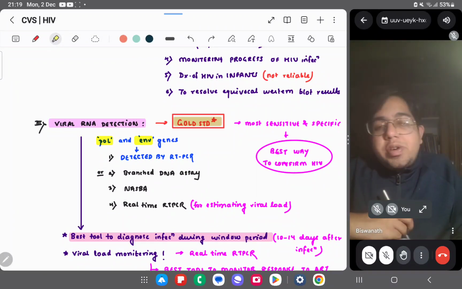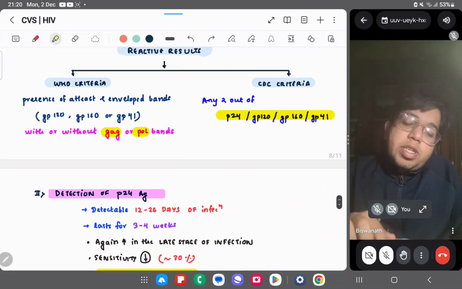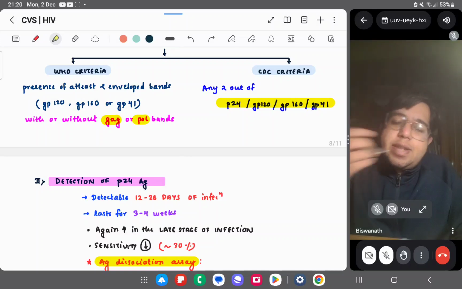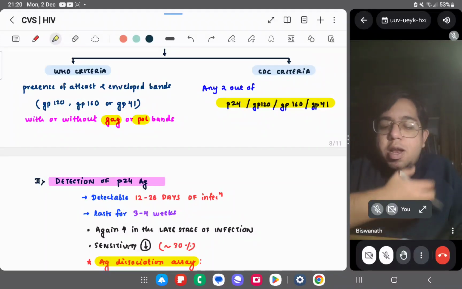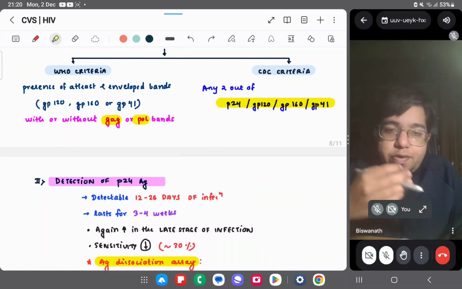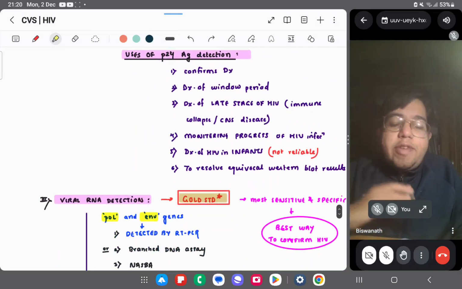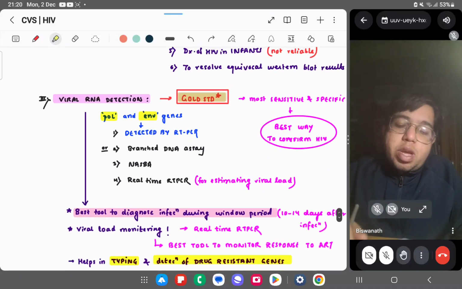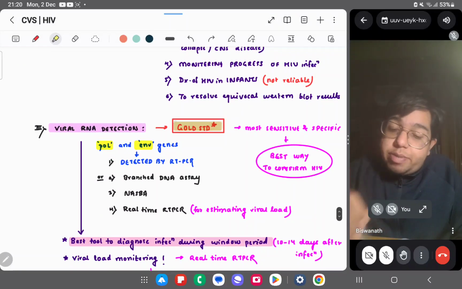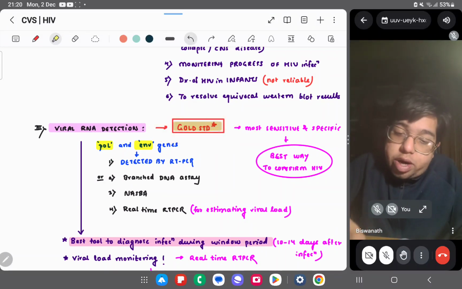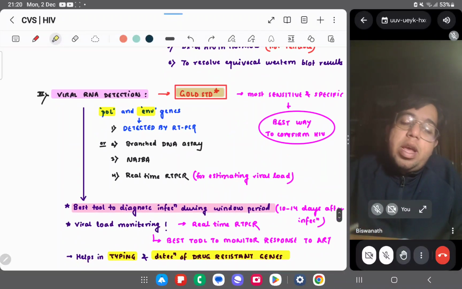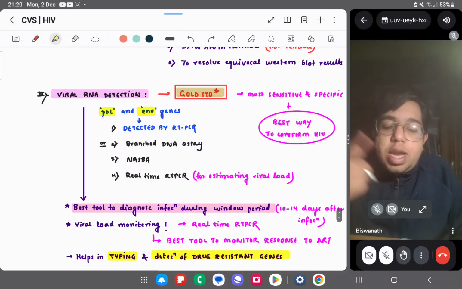Viral RNA detection. First of all, you did screening, then you did supplemental tests, some specific tests: antibody to Env, Gag, Pol. Then you did your P24 antigen detection, and afterwards you are doing viral RNA detection. You can detect the Pol and Env genes. Viral RNA detection, remember, is the gold standard, very important. It is the most sensitive and specific method.